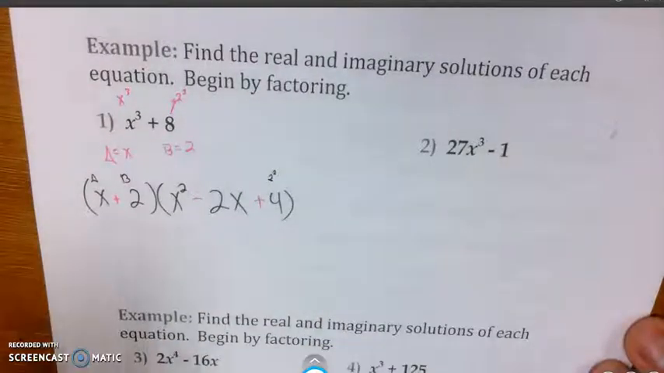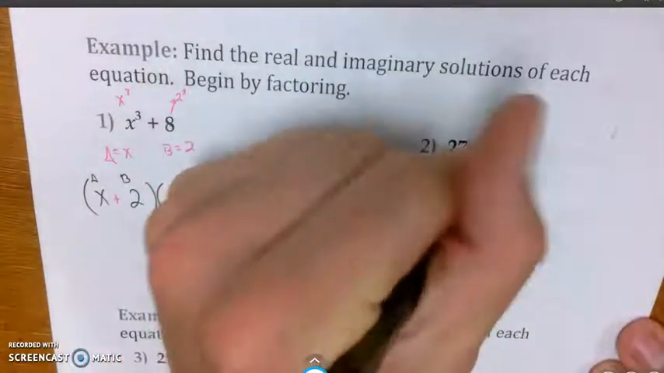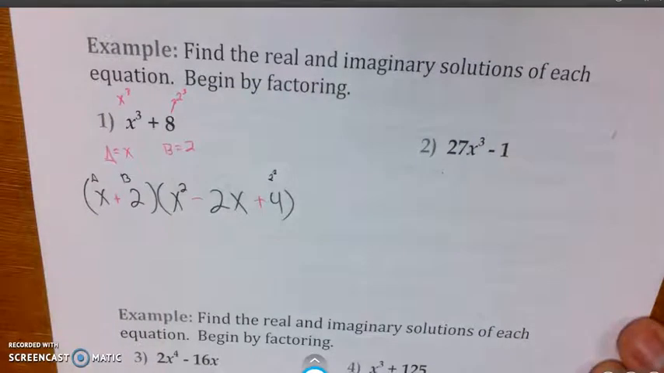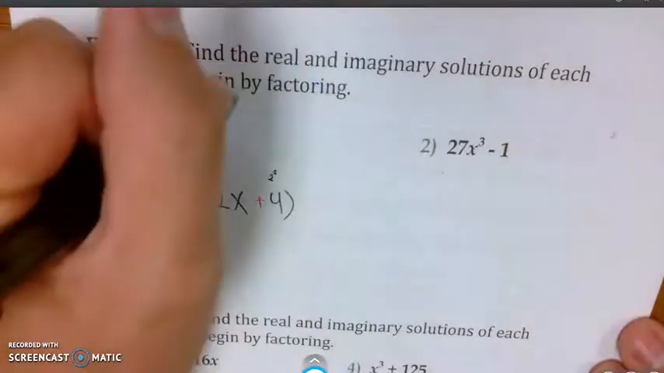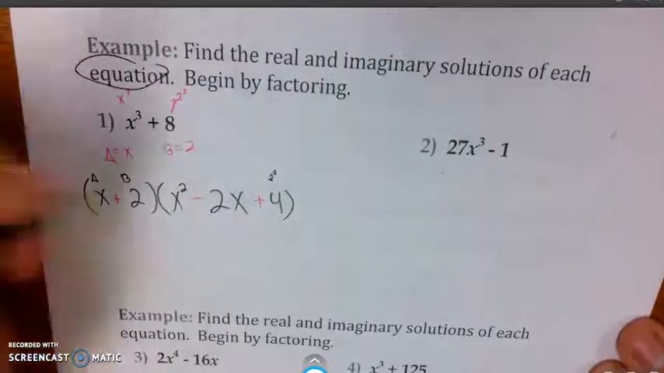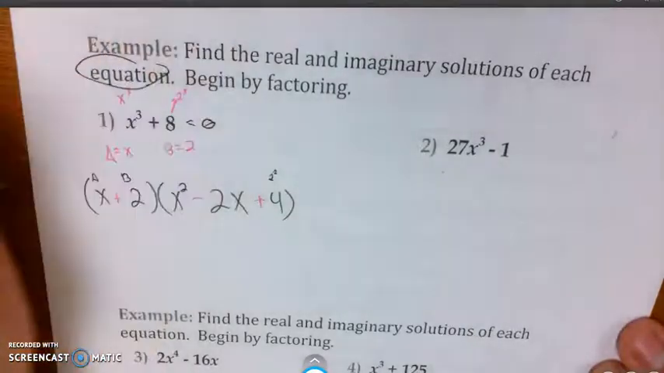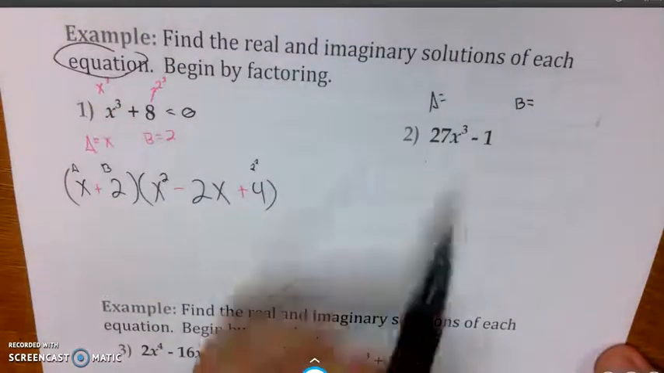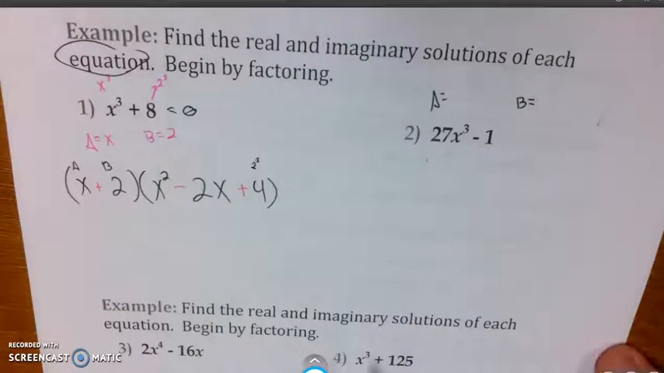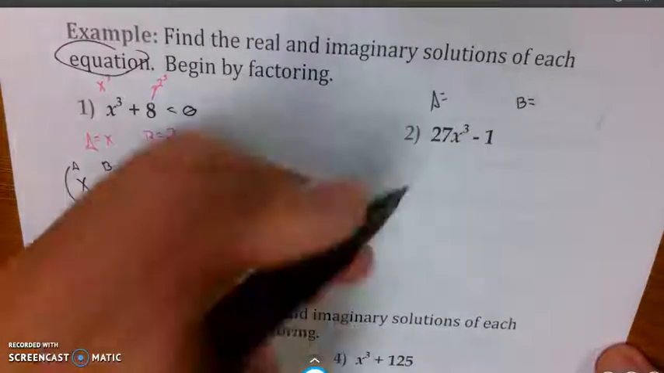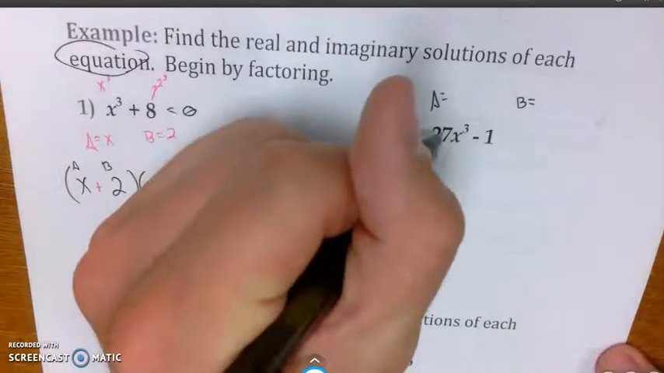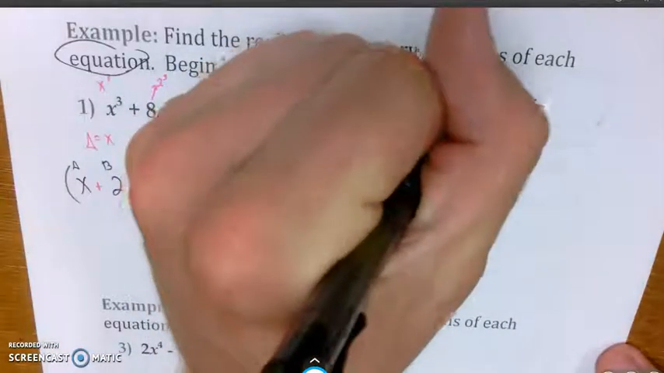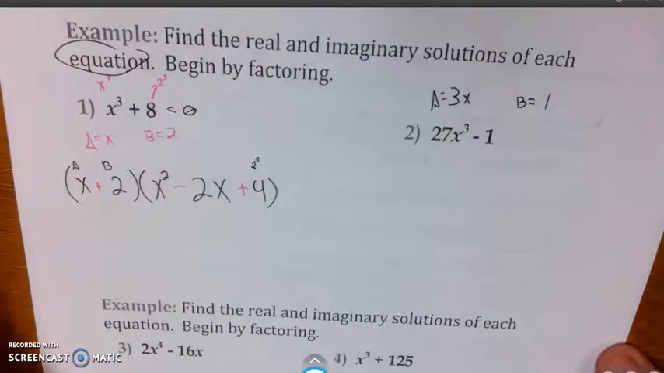Over here, we are going to figure out our a and b values. Oh, you know what? I just realized it says we should have an equation, so this should be equal to 0. My a value and my b value have to be the cube roots of these terms individually. So my a value is going to be, let's see, what cubed is 27? That's 3 cubed, and then we have an x. And then 1 cubed is just 1.